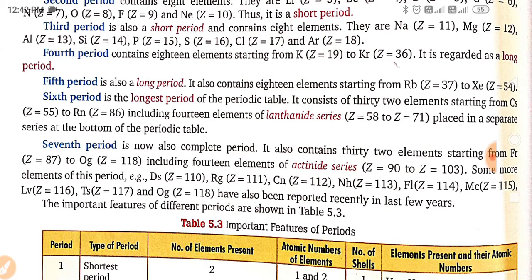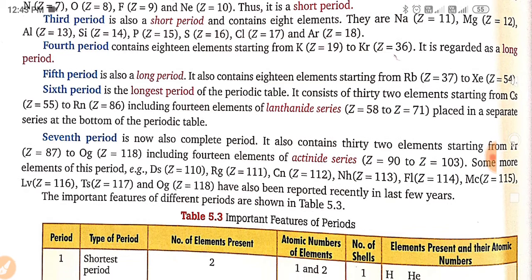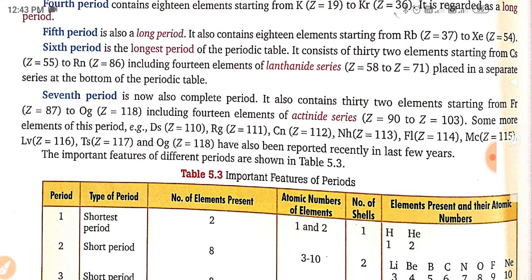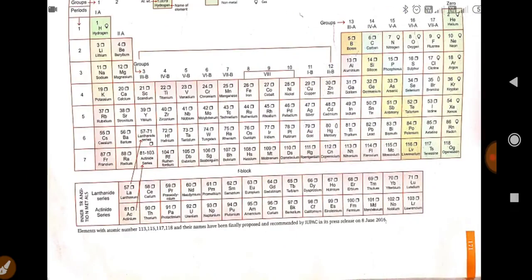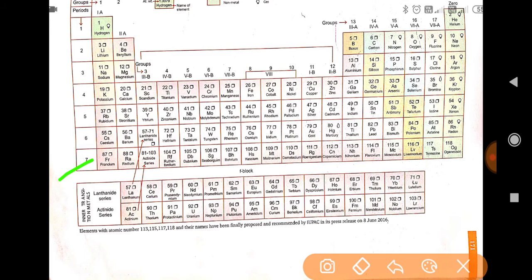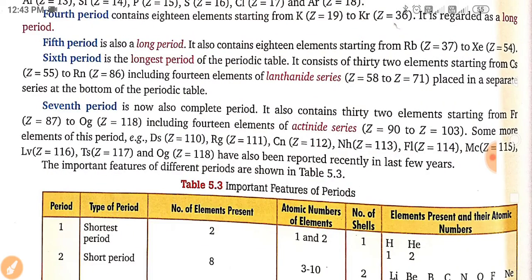The seventh period is now also a complete period. It contains 32 elements starting from francium. You can look here at the seventh period, from atomic number 87 to 118 it contains. And this was also reported recently, in the last few years.